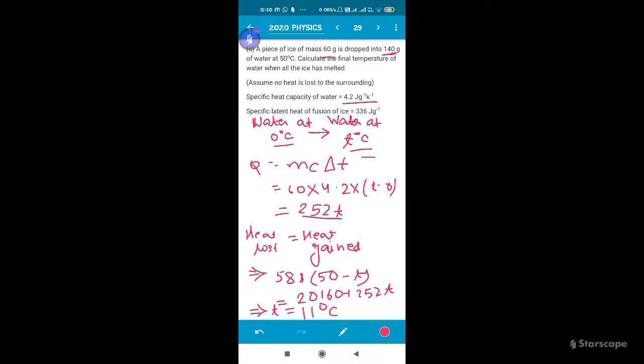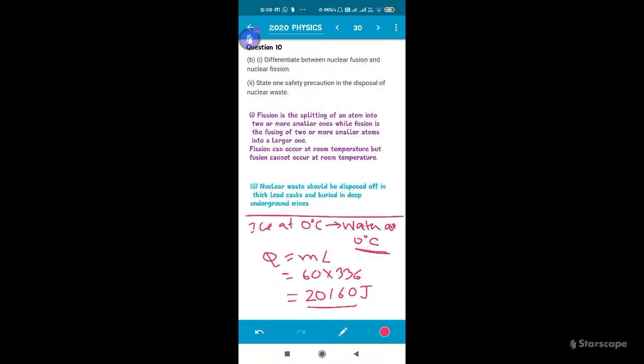So I hope this question is clear. This question had 4 marks. So very, very important question. Whenever two objects are mixing, you have to follow this type of procedure, this type of approach. Hope it is clear to you. Let us move on to the next question. It is from the chapter radioactivity.